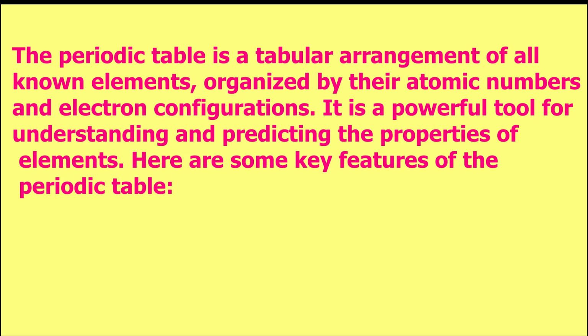Groups. Columns in the periodic table are called groups or families. Elements in the same group often share similar chemical properties because they have the same number of electrons in their outermost energy level. Metallic and non-metallic elements. Elements on the left side of the periodic table are typically metals, while elements on the right side are non-metals. The elements in the middle are known as metalloids, possessing properties intermediate between metals and non-metals.